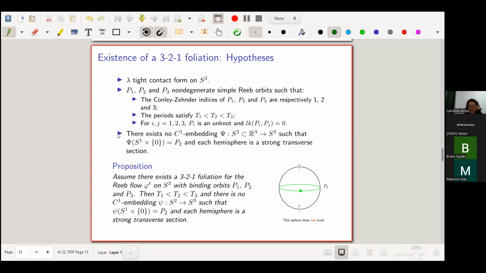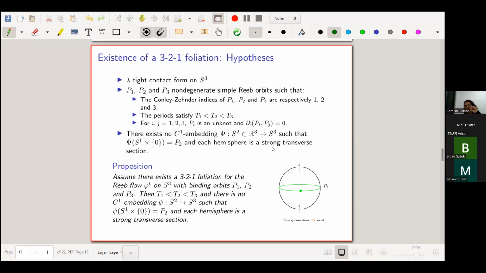And basically, another hypothesis that I will make is that we don't have an object like this. We don't have a sphere with equator in the index 2 orbit. That is what we call a strong transverse section. It's not too important to understand the definition, but the idea is the following. These strong transverse sections, of course, are transverse sections, but they have more properties.